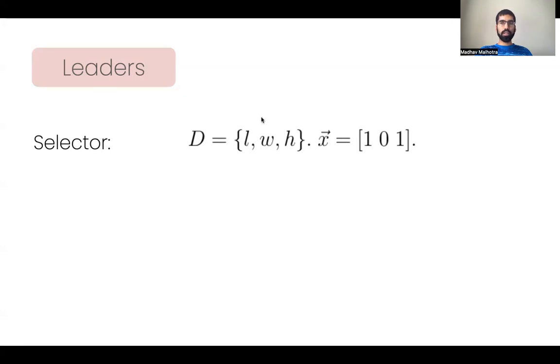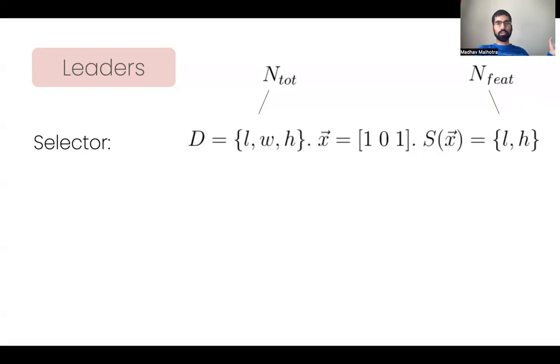In particular, let's define a selector function S. The selector function S takes in these zeros and ones. There's a 1 for length, so length stays around. There's a 0 for width, so width is not kept around. 1 for height, so height is kept around. So this selector function can translate from the zeros and ones to the statistics that we keep around from the data sets. In this case, there were n total statistics, and out of them, we kept n_feat equals 2. We kept n_feat equals 2 total statistics out of the 3 total statistics.